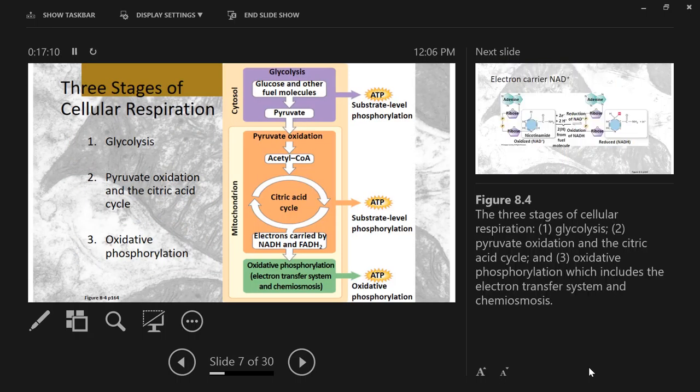Okay, so three steps of cellular respiration. Step one, we've got glycolysis in the cytosol, and here we get some ATP formed. You see that? We're forming some ATP during glycolysis. Ultimately, in glycolysis, we take glucose and other fuel molecules, usually sugars, and we convert them into pyruvate. So at the end of step one, you have the material that you need for the beginning of step two, right? Step two is pyruvate oxidation in the Krebs cycle.